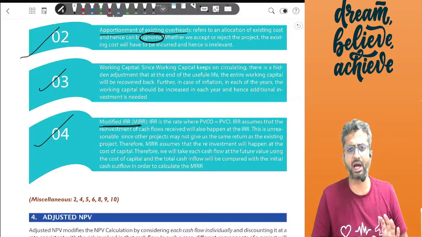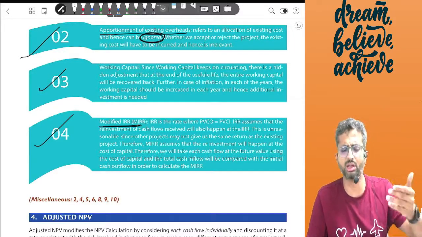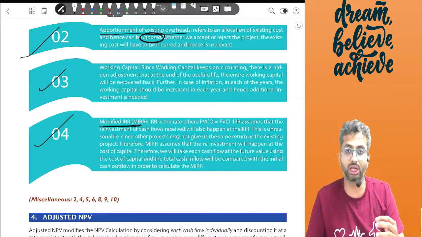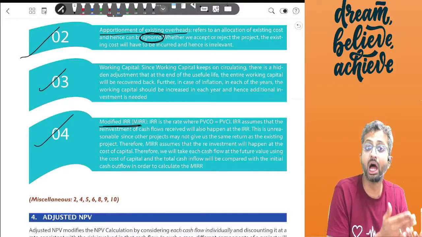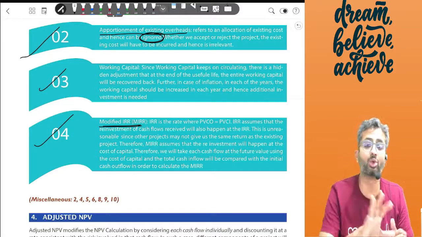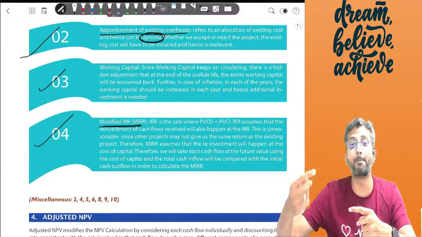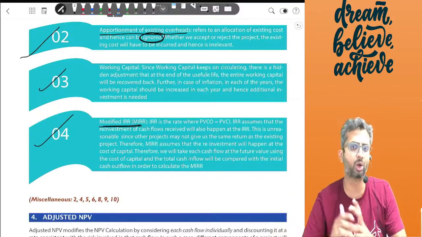So what does modified IRR say? They say, okay, you are recovering 100 in the first year, 200 in the second year, 300 in the third year, no problem. This 100 that you are recovering, I don't know at what rate you will invest. However, minimum you will invest in such a way that you earn your cost of capital. So what I will do is that 100 rupees I will compound for the next 2 years at the cost of capital.